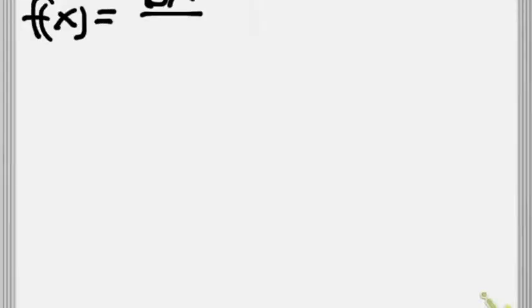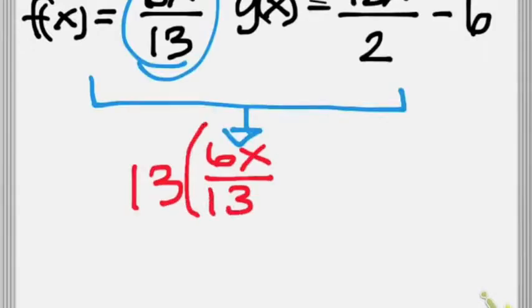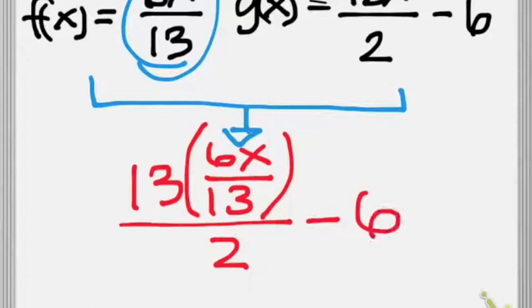Here we have two equations, f of x and g of x. To tell whether they are inverses or not, you can plug f of x into g of x and get this equation, 13 times 6x over 13 over 2 minus 6. Now we have to simplify this equation.